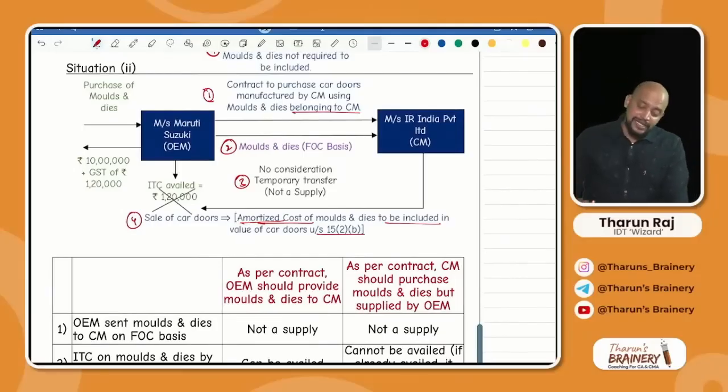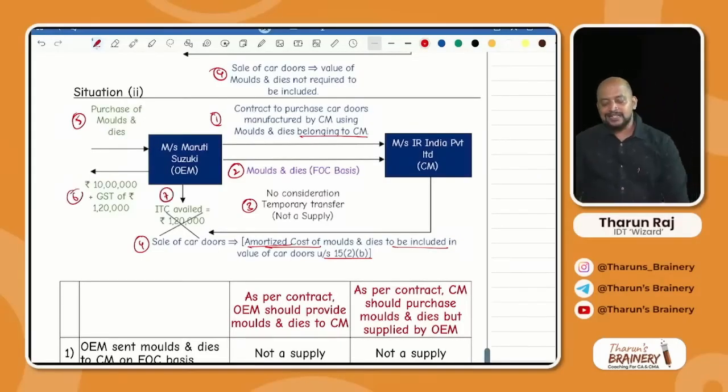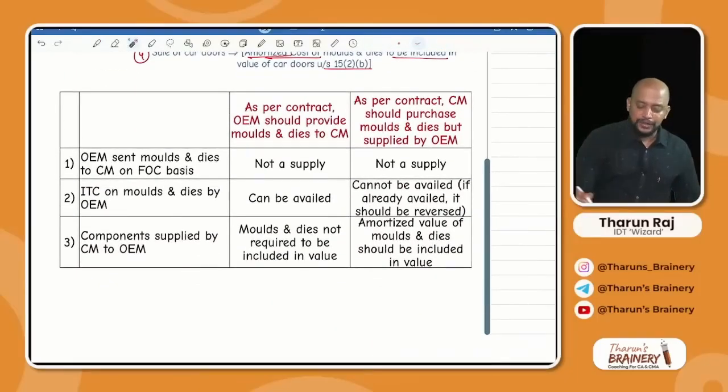Understood? Now in this case, Maruti Suzuki purchases the molds and dies and pays 10 lakh plus GST, which they cannot avail as ITC. Why can they not avail ITC on this? Because it is not used in the course or furtherance of business. Actually, who should buy the molds and dies? The component manufacturer. But who purchased it? Maruti Suzuki. That's why Maruti Suzuki cannot take ITC with respect to that. Are you understanding this?